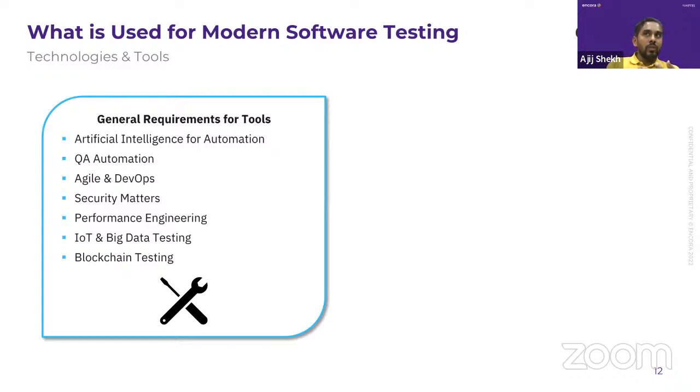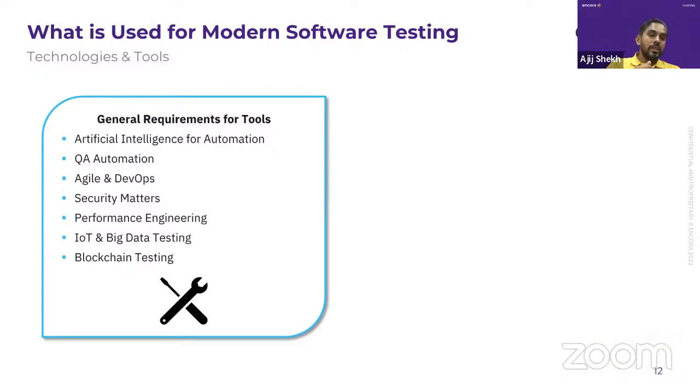For security matters, OWASP is a free tool that we can use. For performance engineering, we are using JMeter as well as other tools; there are lots of tools in the market, which are paid versions. IoT and big data testing is also included. I have already explained this earlier. For example, if you are using any car, we have installed some system in the car.